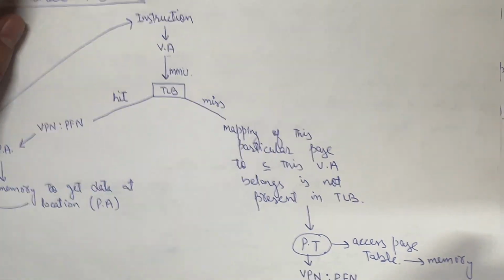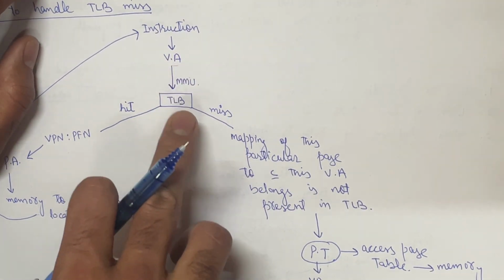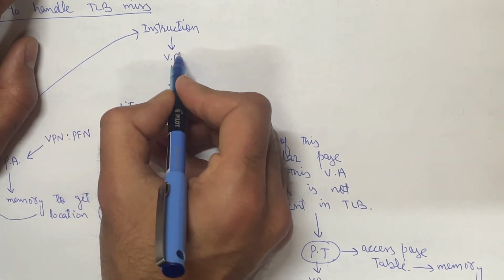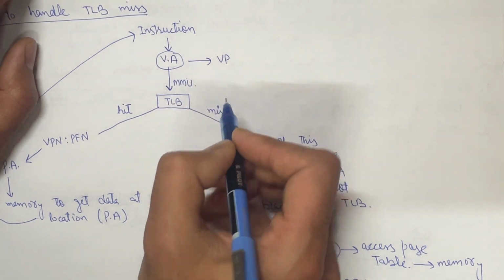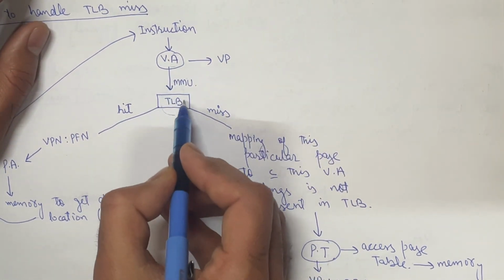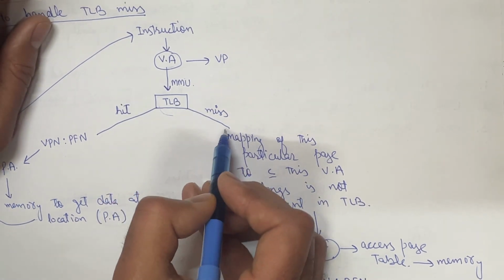So let's go back here. So there was an instruction. It generates a virtual address. This virtual address was part of some virtual page. And it was not able to get that virtual page number to physical frame number mapping in the TLB. So there is a miss.